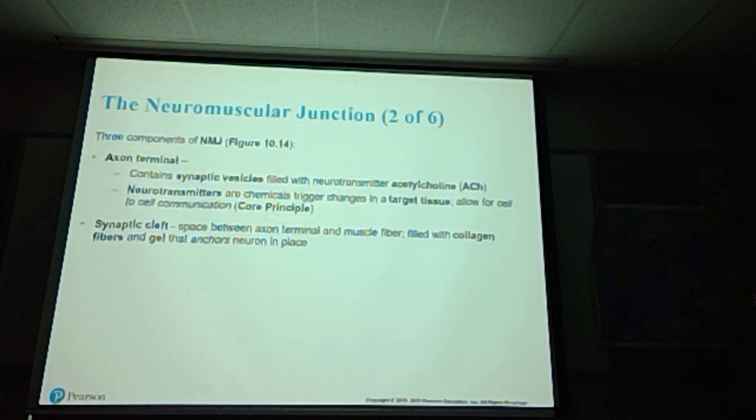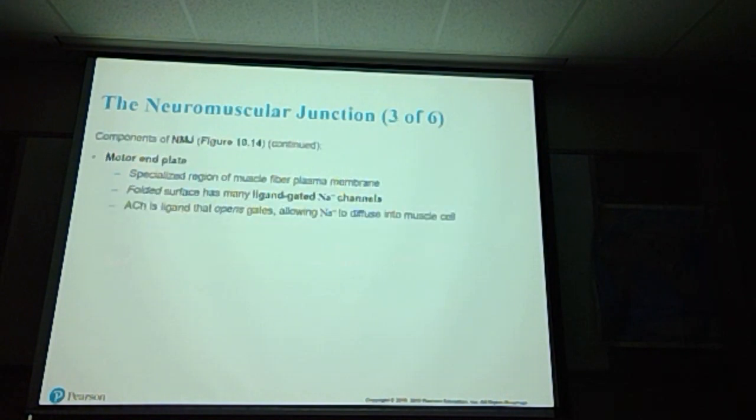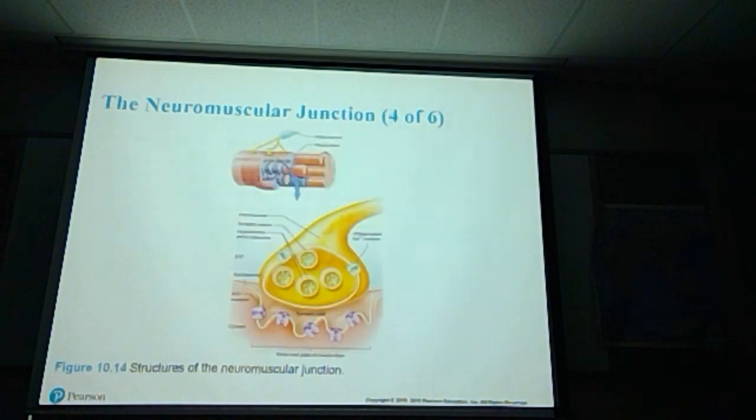The synaptic cleft is the space between the axon terminals and the muscle fibers. It's filled with collagen fibers and a gel that anchors the neuron in place. The final component is the motor end plate, a specialized region of the muscle fiber's plasma membrane. It has a folded surface and contains many ligand-gated sodium channels. The acetylcholine is the ligand that opens the gates and allows sodium to diffuse into the muscle cell.